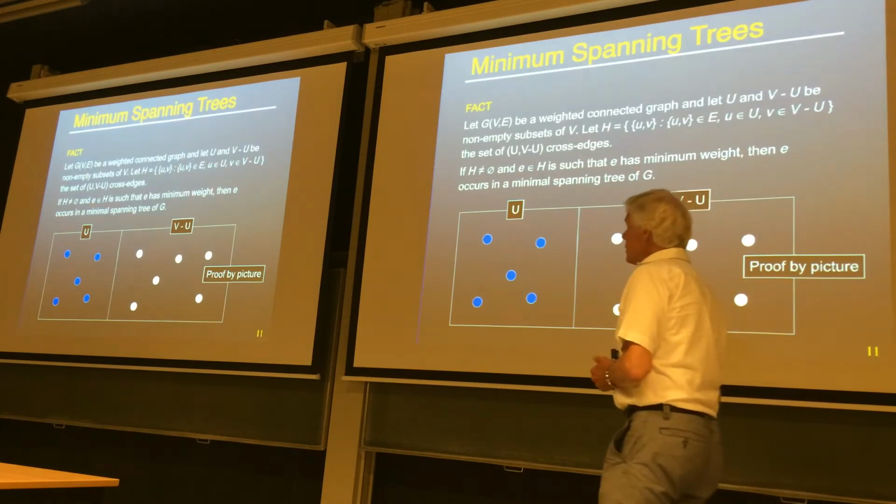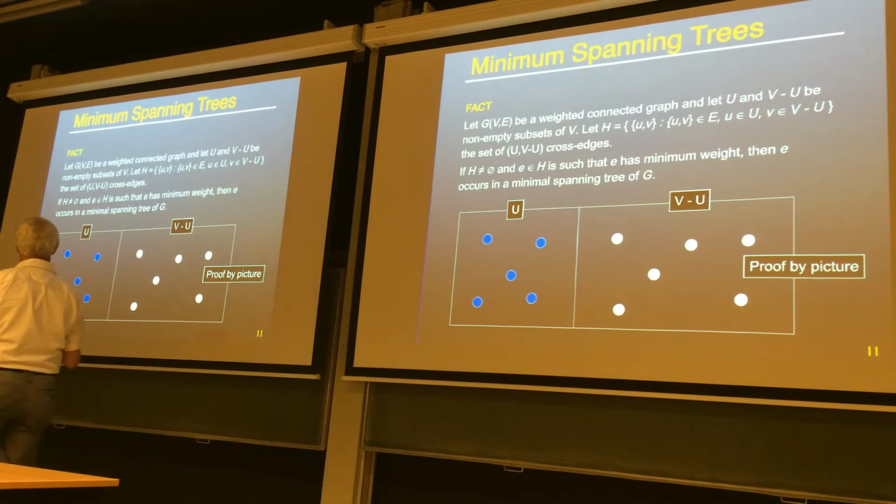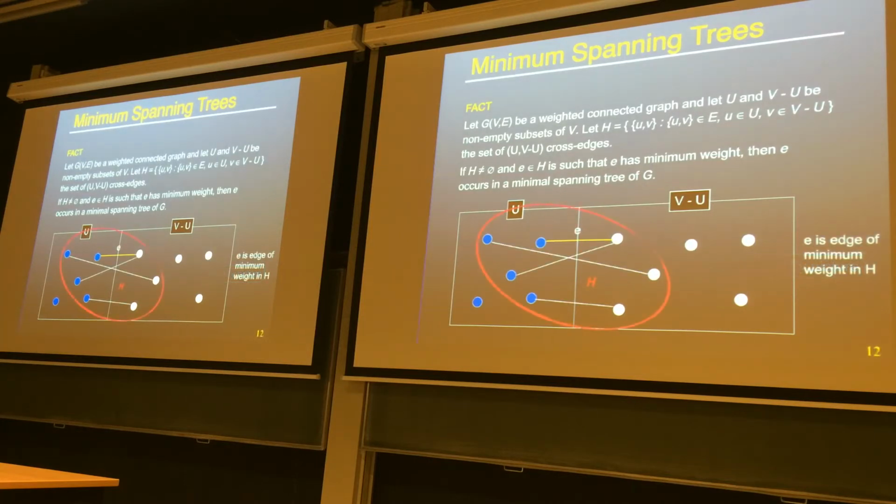And suppose that we make an arbitrary partitioning of the set of nodes. So we partition the set of nodes V into a set U and a set V minus U. It's a completely arbitrary partitioning. And then we study the set of edges in the original graph that go from a node in U to a node in V minus U, so from one partition block to another partition block. And we call this set H. And H consists of several of these edges.